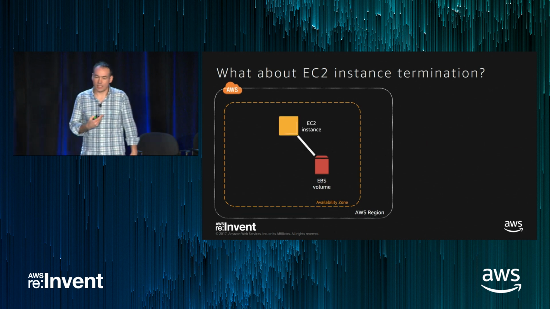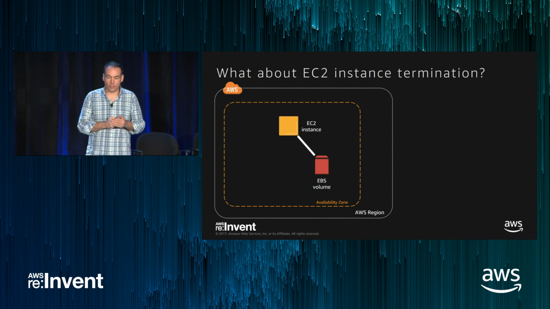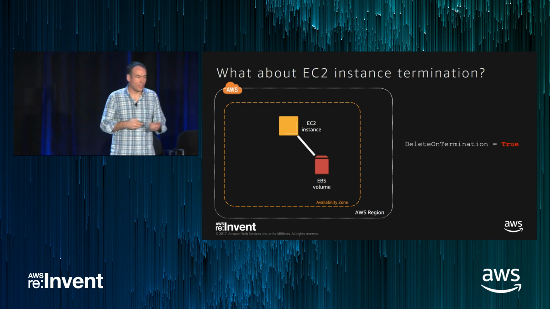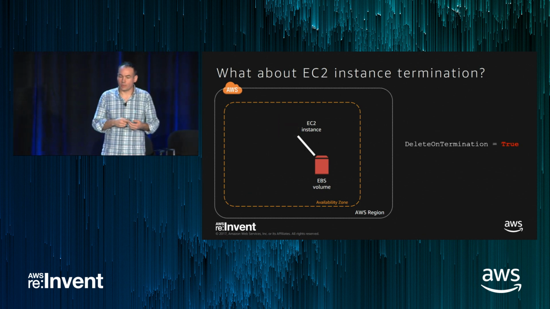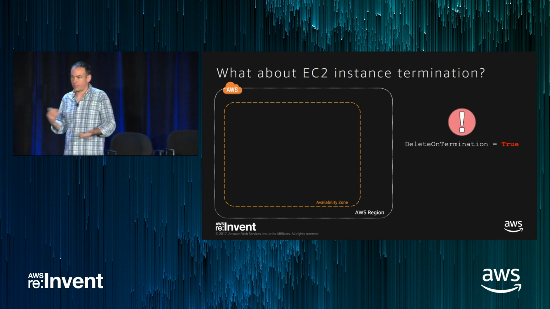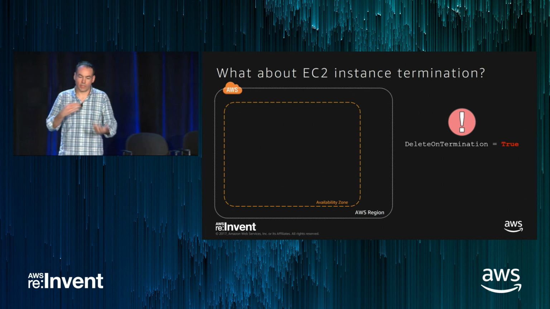If you've got a dev and test workload, or for some other reason you want us to clean up those volumes automatically, you can set the delete on termination flag to true. When you terminate that instance, we'll sweep all of the volumes that have that flag set to true and delete them automatically for you. That'll reduce your costs and your management requirements.